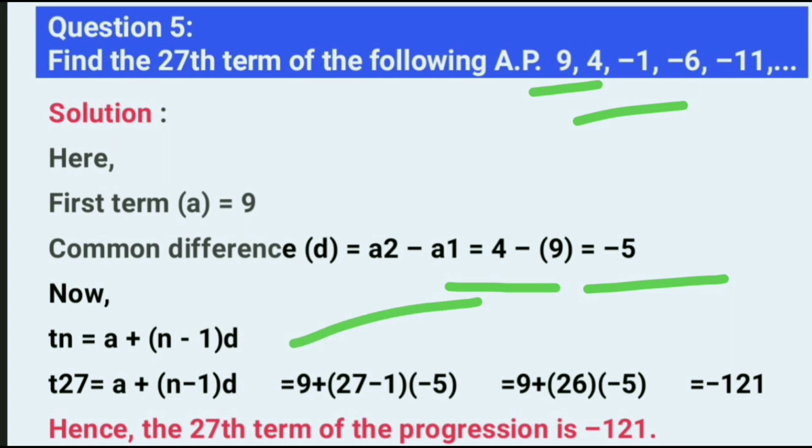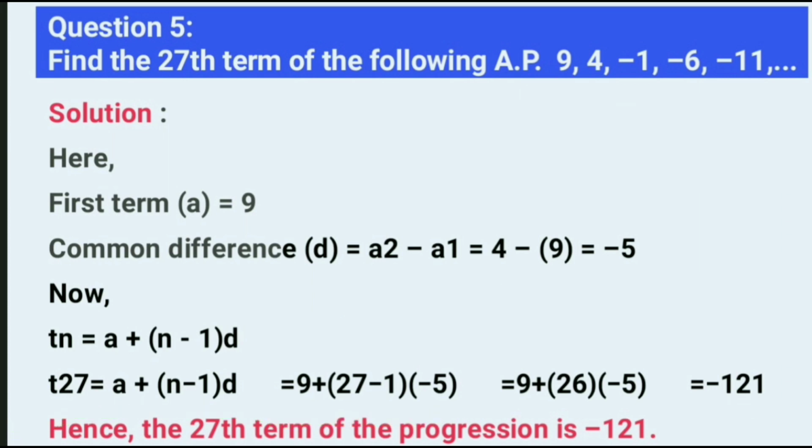So to find the 27th term, T27 is equal to A plus n minus 1 into D is equal to 9 plus 27 minus 1 into minus 5 is equal to 9 plus 26 into minus 5 is equal to minus 121. Hence, we'll write the answer. The 27th term of this progression is minus 121.